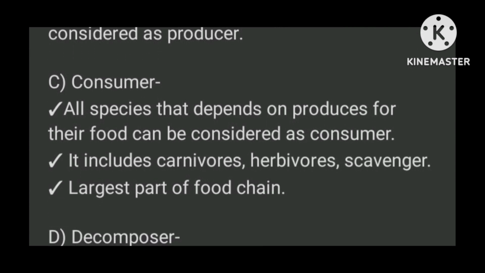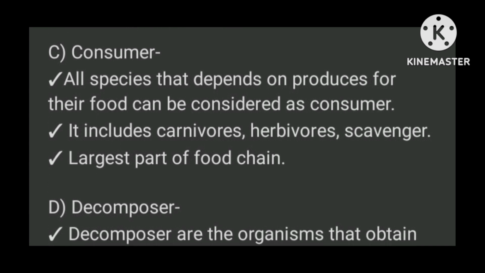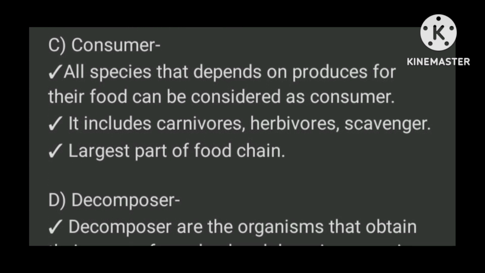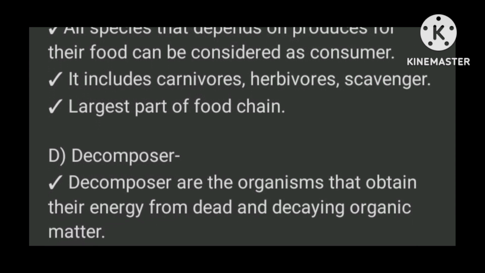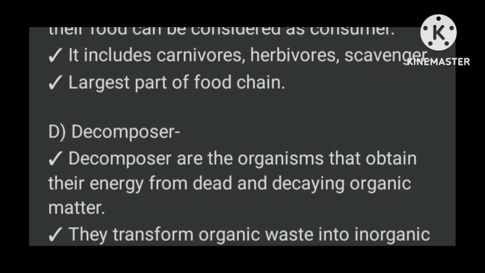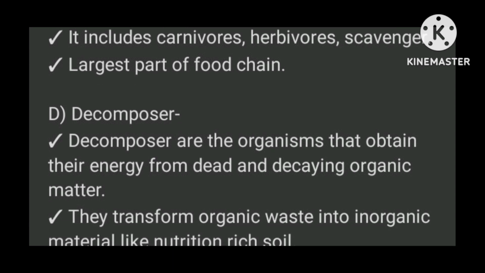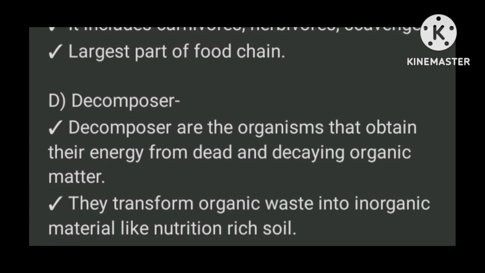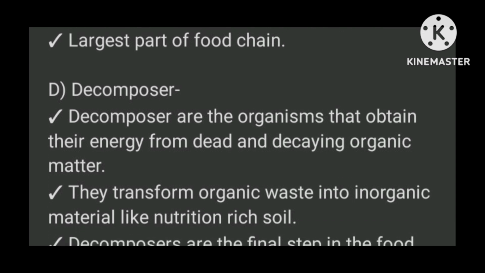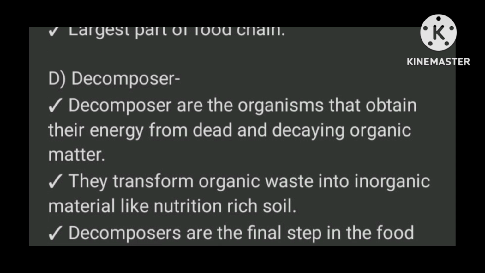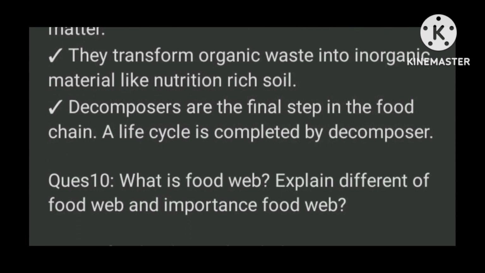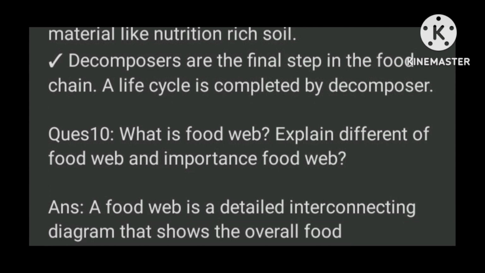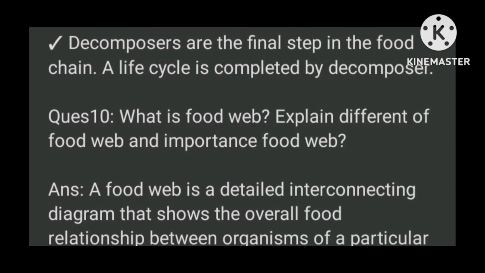C. Consumers. All species that depend on producers for their food can be considered consumers. It includes carnivores, herbivores, and scavengers. This is the largest part of the food chain. The decomposers are the organisms that obtain their energy from dead and decaying organic matter. They transform organic waste into inorganic material like nutrient-rich soil. Decomposers are the final step in the food chain. The life cycle is completed by decomposers.